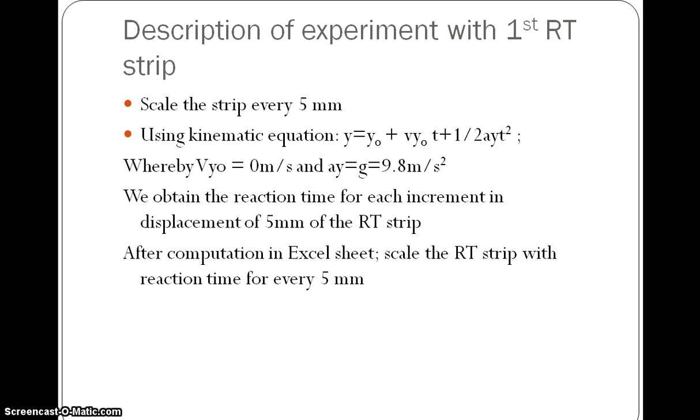And to get the reaction time, we use the kinematic equation y = y0 + vy0·t + (1/2)·ay·t², whereby vy0 is equal to 0 and the acceleration is the pull of gravity, which is 9.8 meter per second squared. And we obtain the reaction time for each increment in displacement of 5 millimeter for the RD strip. To do that, we compute on Excel using the formula given, and so we get the reaction time for each displacement.